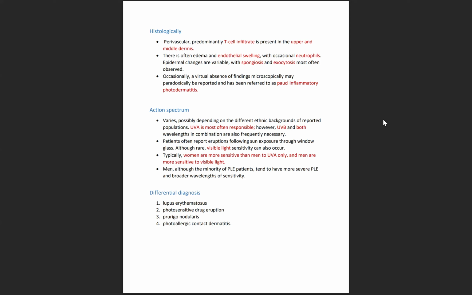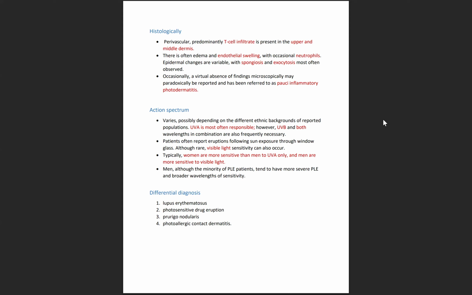Patient often reports eruption following sun exposure through window glass, although rare visible light sensitivity can also occur. Typically, women are more sensitive than men to UVA only, and men are more sensitive to visible light. Men, although the minority of polymorphous light eruption patients, tend to have more severe polymorphous light eruption and a broader wavelength of photosensitivity.